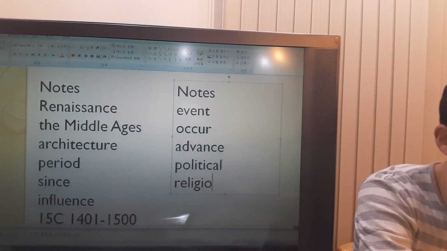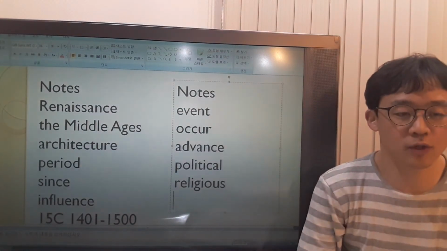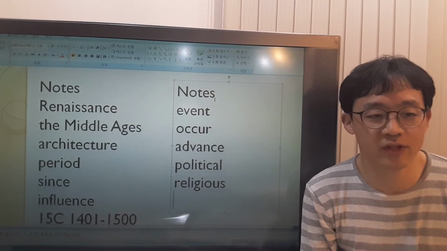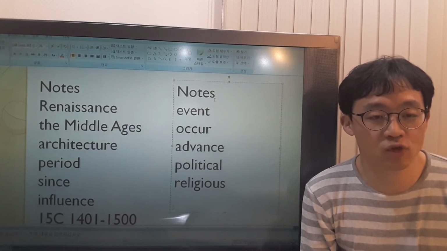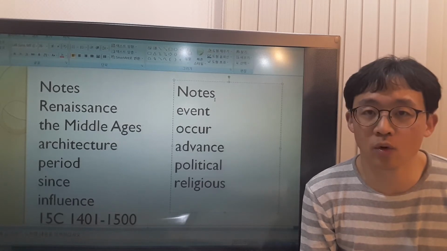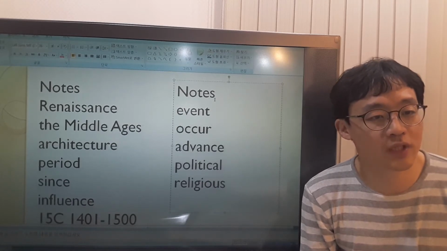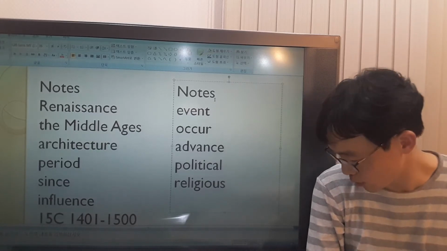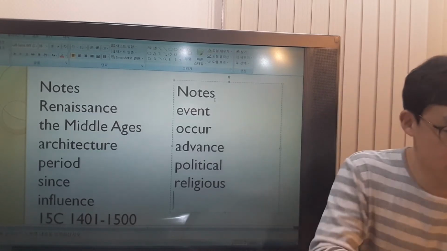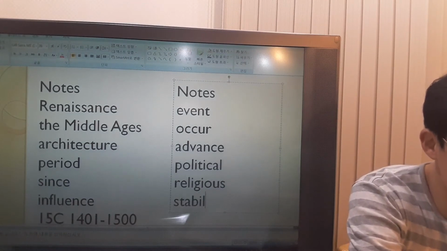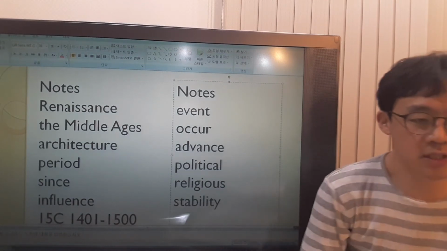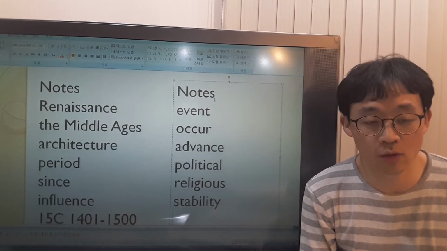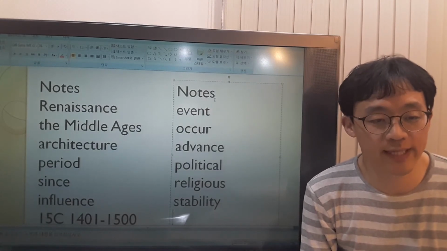Religious. What does religious mean? Religious means relating to the belief of God, all right, and the activities related to it, such as praying or worshipping in a place like a church or a temple, all right? Religious stability. Stability is what? Stability is the quality of being not likely to change suddenly or not likely to come to an end suddenly, all right?